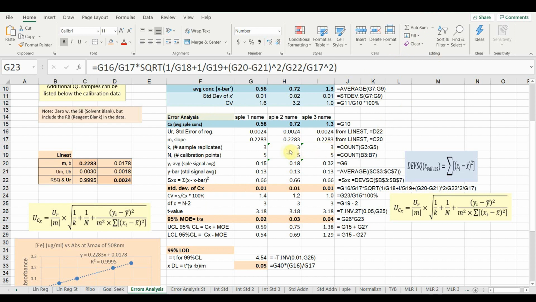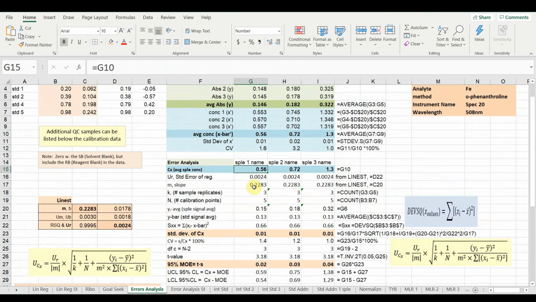So I believe this layout is about as easy as we can make it for the calculation of the standard deviation of the forecasted concentration in this cell. But let's come down from the top and take a look. I have the sample name and then the average concentration, which is just copied from above, in this case from G10. We want next the standard error of the regression, which is right here from Linest.